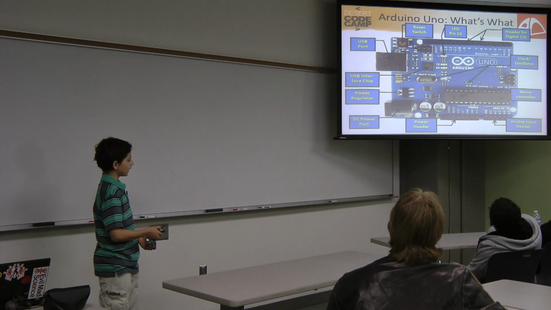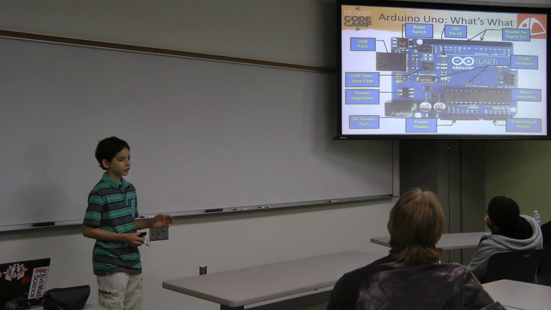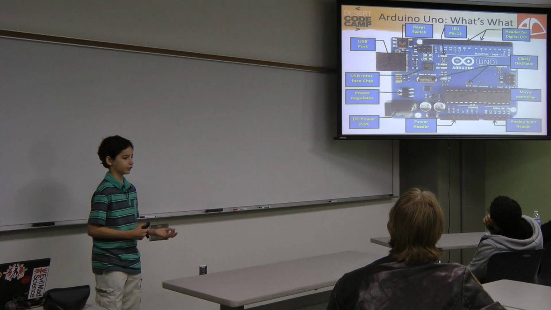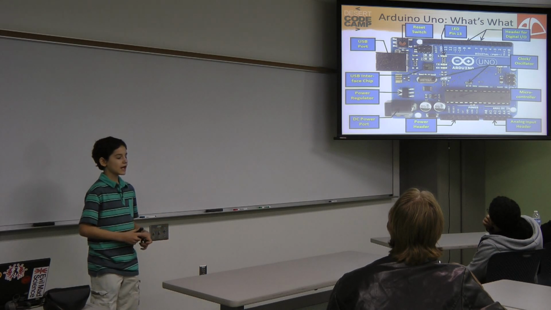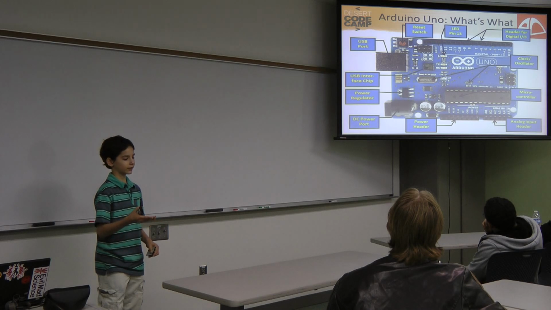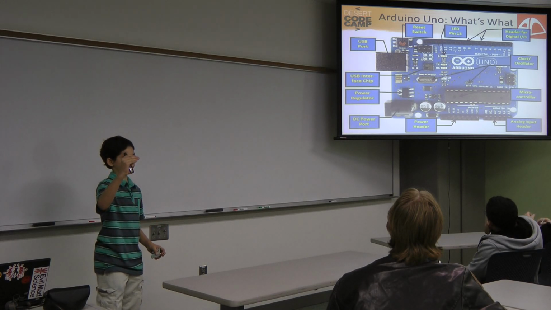Then down here, you have your analog ins. It has 6 analog inputs. So in general, you'll want to only use an analog sensor when you have to, because you only have 6 of them. And the analog in has a 10-bit analog to digital converter, so it'll go from 0 to 1023.